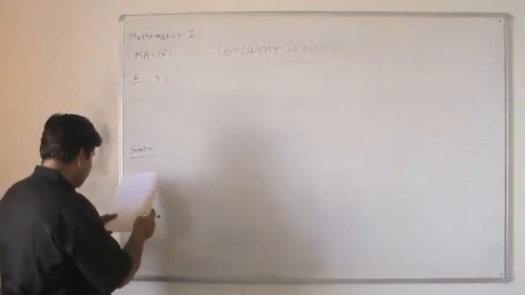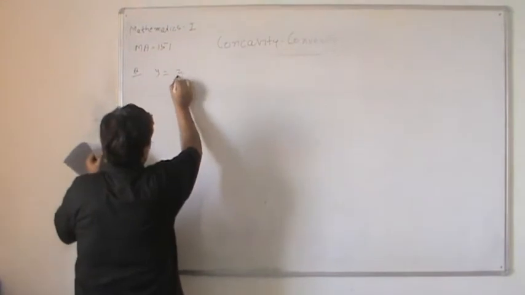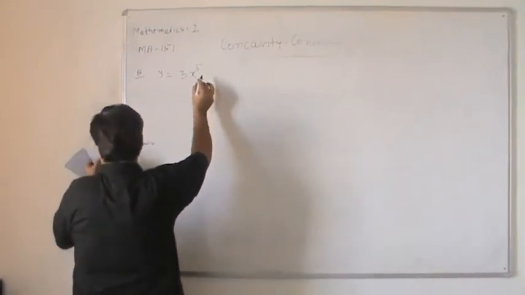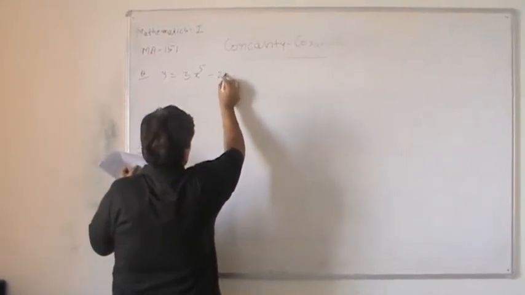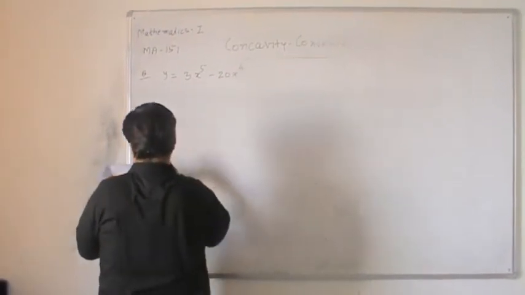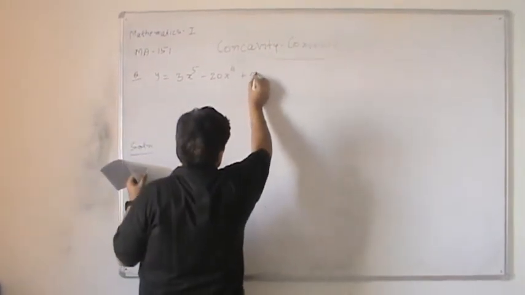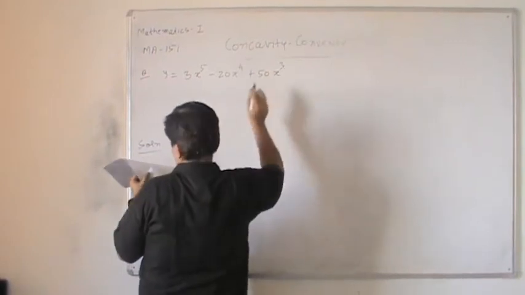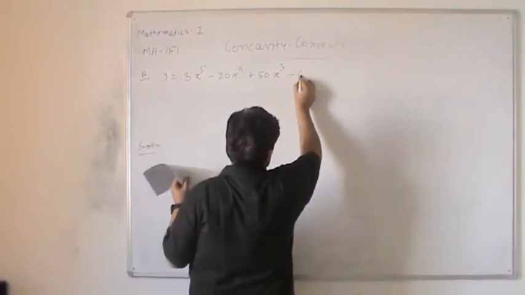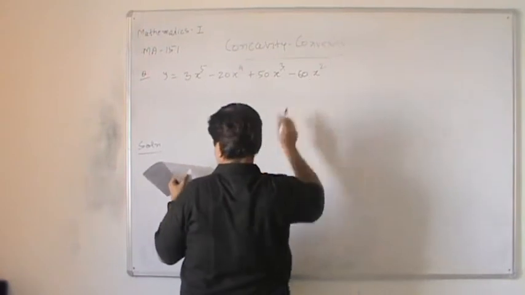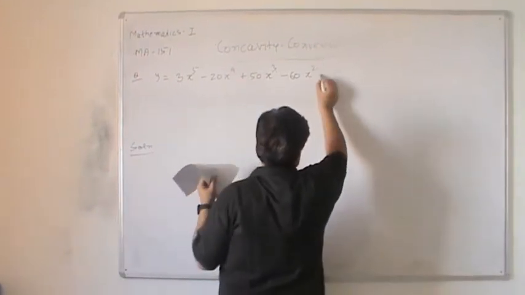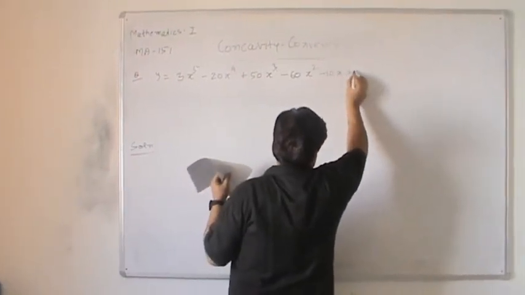So you look at this example. This time I have a curve y equal to 3x to the power 5 minus 20x to the power 4 plus 50x cube minus 60x square minus 10x plus 50.